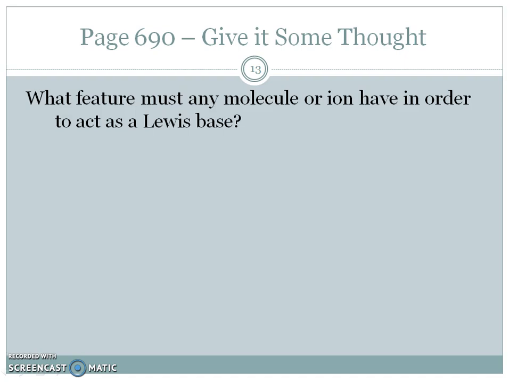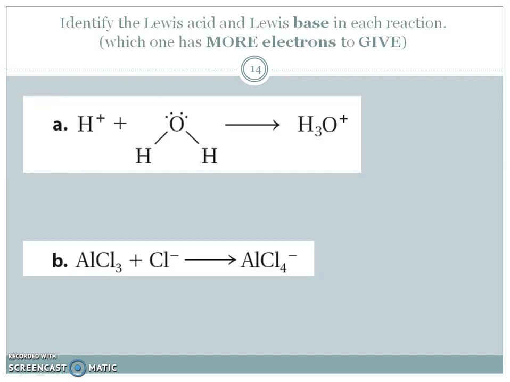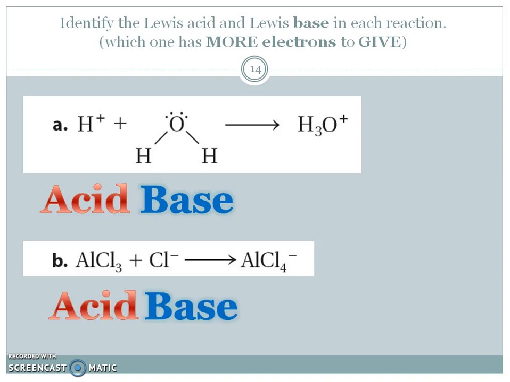So pause the video and give it some thought. Again, must have an unshared pair of electrons in order to be that base to give to that other element in a compound. So can you identify which one's going to be the base and which one's going to be the acid? Again, I always refer to the base first in Lewis because the base to me is the one that has more electrons to give. Hopefully you got that. And hopefully you got that. Again, that Cl negative has more electrons to give, so that's going to become the base.